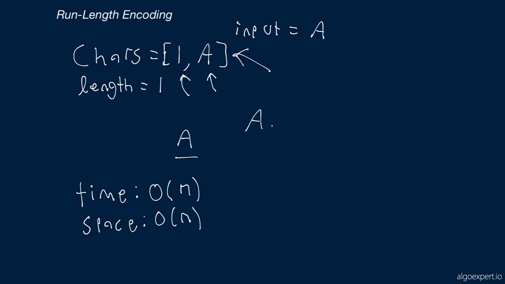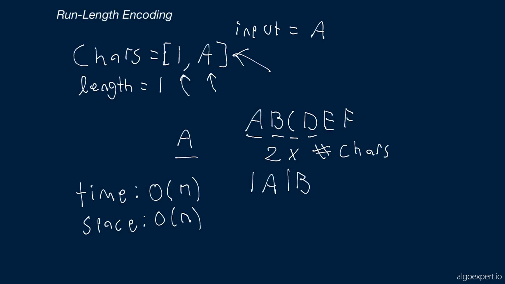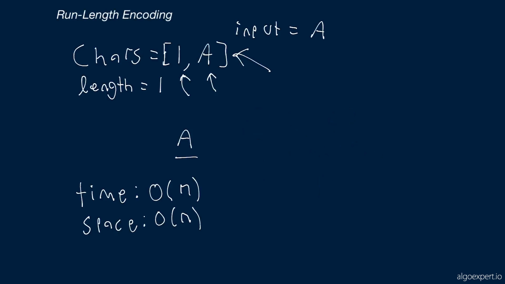The reason for that is imagine we have an input in our worst case that looks like A, B, C, D, E, F, and so on. Just imagine that all of these characters are alternating and we don't have any runs with a length greater than 1. In that situation, we would have to add 2 times the number of characters in this string because we need to add a pair to represent every single character. We would have 1A, 1B, 1C, 1D, and so on and so forth. So if we're looking at the space, what we end up having is 2n space, right? Where n represents the length of our input string.